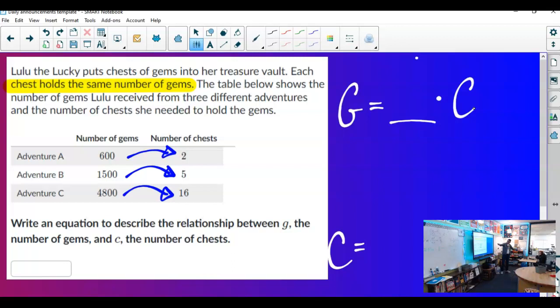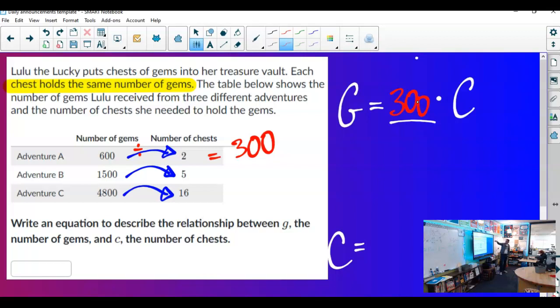So if we do a division, what do we get? If we do 600 divided by 2 or 1500 divided by 5? Yeah, this is showing me there are 300 gems in each chest if we do this division. So that's 300 times the number of chests tells us the number of gems.